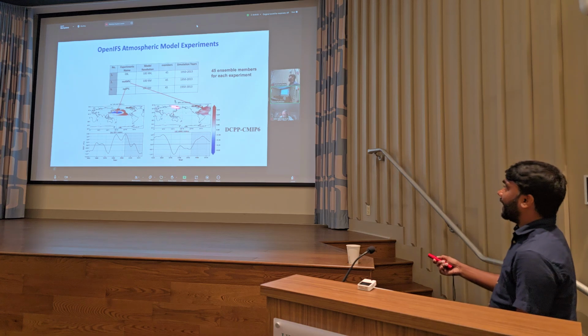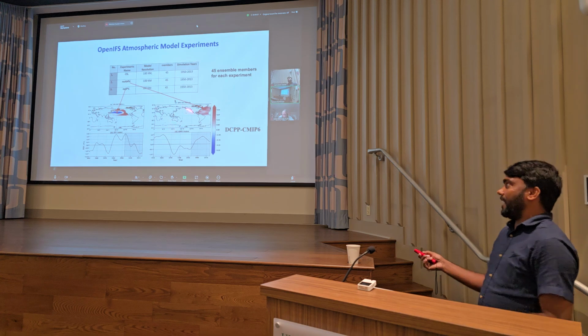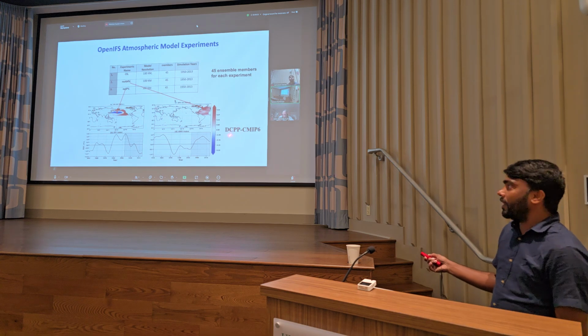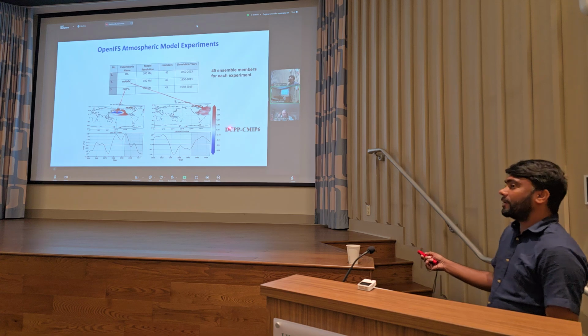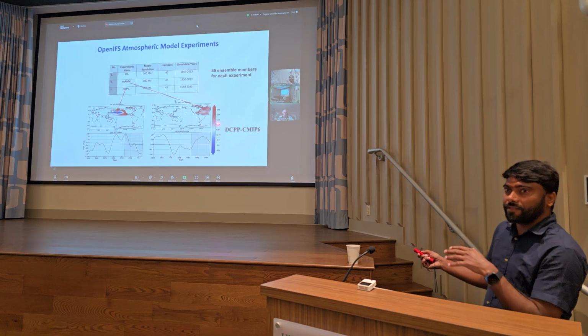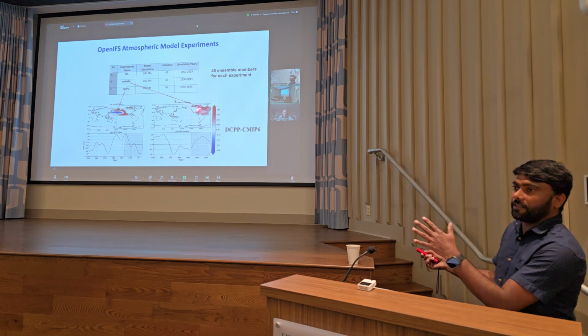The question is where I got these patterns. I did check the patterns using EOF, but I grabbed them from the DCPP CMIP6 protocol. DCPP stands for the Decadal Climate Prediction Project, which is also part of CMIP6, and is used to understand how the climate changes due to these particular patterns.